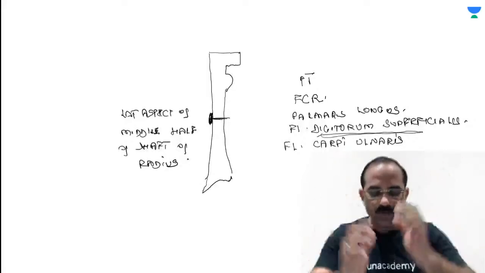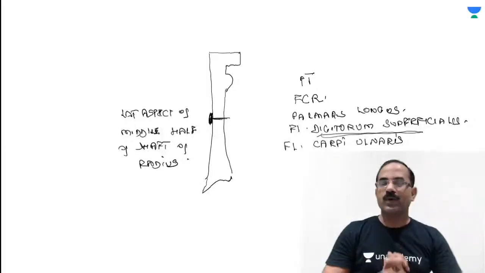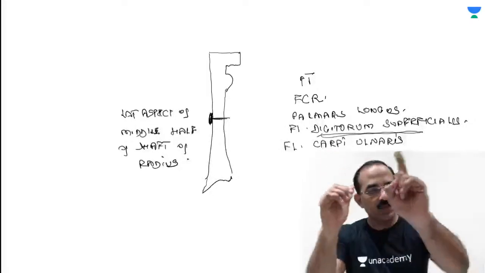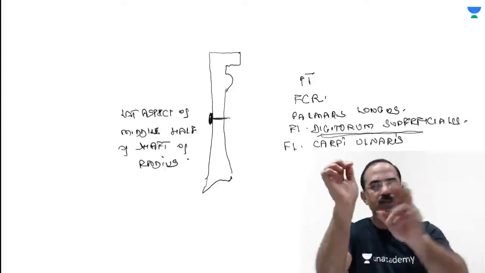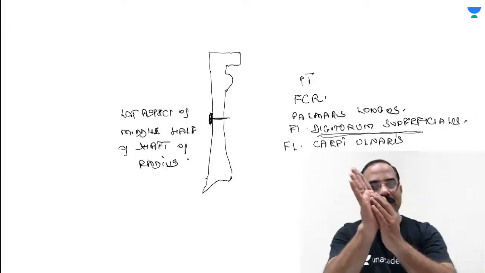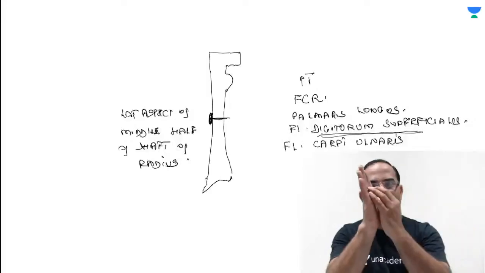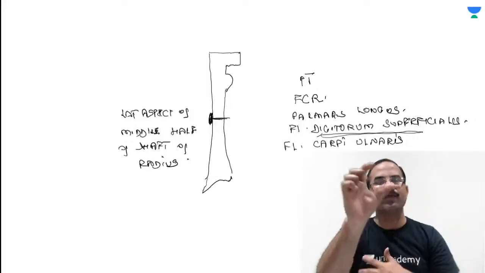Tell me now, that means Flexor Digitorum Superficialis kahan se arise hoga? Where does it begin from? The medial epicondyle of the humerus. Which joint is it crossing? Number 1, elbow joint. Number 2, wrist joint. Number 3, the metacarpophalangeal joints. And number 4, the proximal interphalangeal joint.